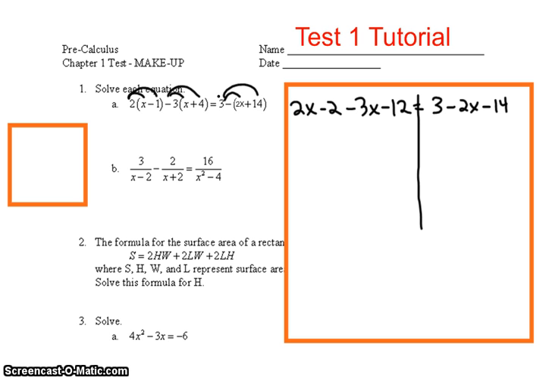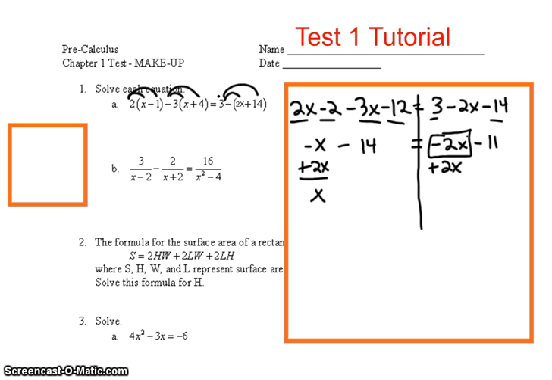On the left side, we're going to combine like terms, and that gives me negative 1x and negative 14. On the right side, we're going to get negative 2x and negative 11. Okay, I'm going to isolate the x by adding 2x to both sides. That leaves me with a positive 1x.